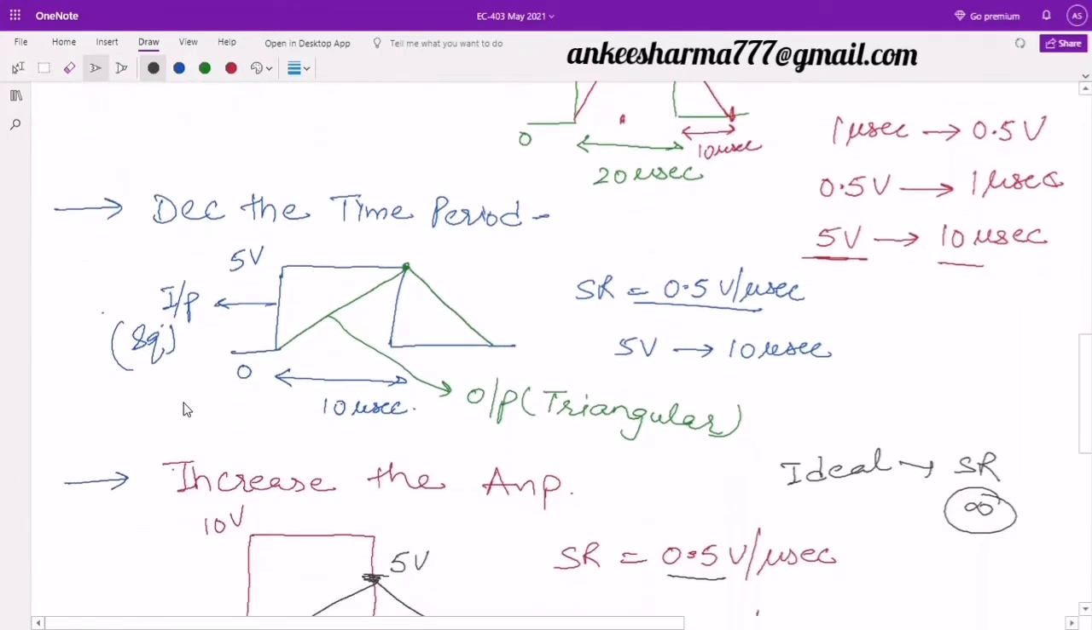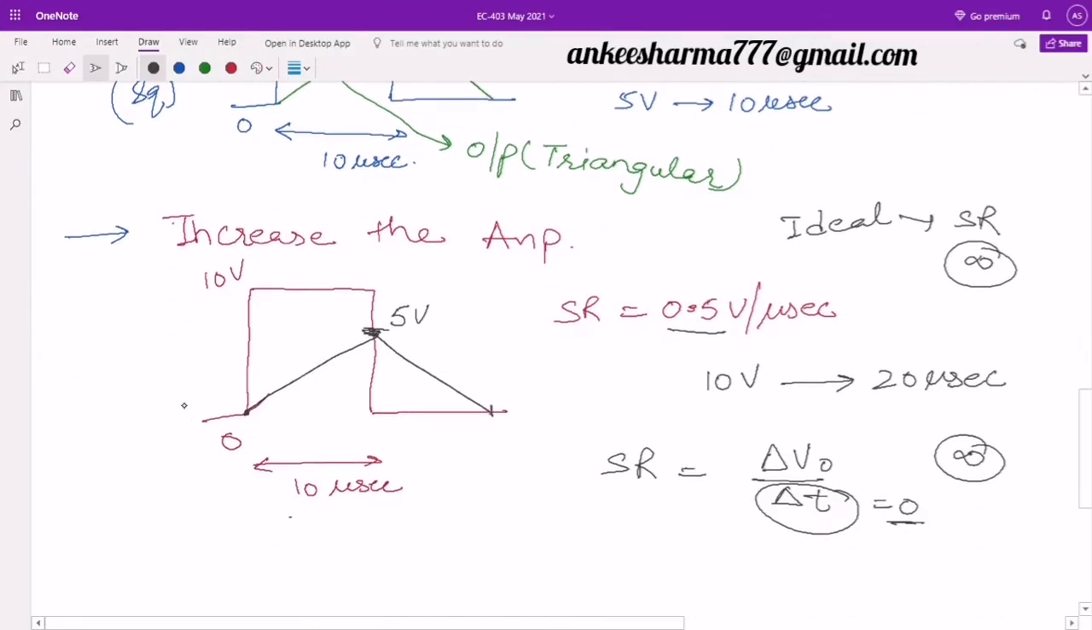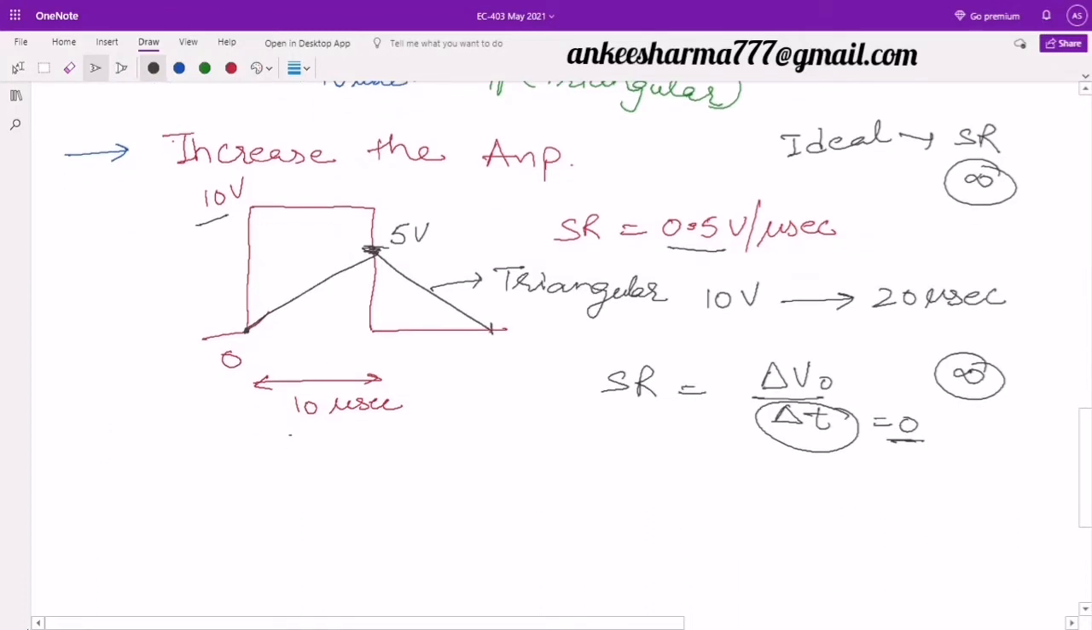But if the time duration is very small, as in this second case where I have reduced the duration to 10 microseconds, a 0.5 volt per microsecond slew rate will definitely change your output from square to triangular. And similarly, in the case where the amplitude is large, your output will also change to triangular instead of square. Right? Is it clear to you now why this slew rate is important and how it has to be overcome depending upon the type of the waveform which you are going to use in a circuit?